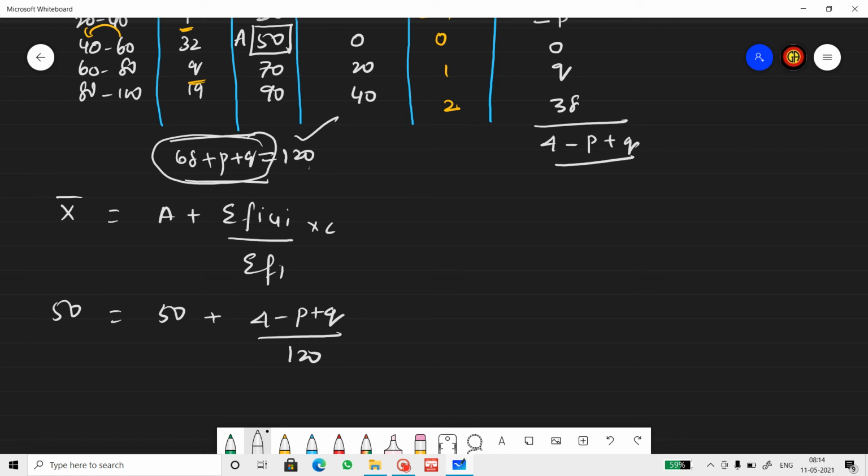This is the next important point to be taken care of. Don't substitute 68 plus p plus q, which will make the sum harder to solve. Instead take 120, because we need only the total frequency, which is given in the question. So utilize that information instead of writing 68 plus p plus q. Into c, which is class mark 20. So 50 goes to this side. 50 minus 50 is 0. So we get 0 equals (4 minus p plus q) by 120 into 20.